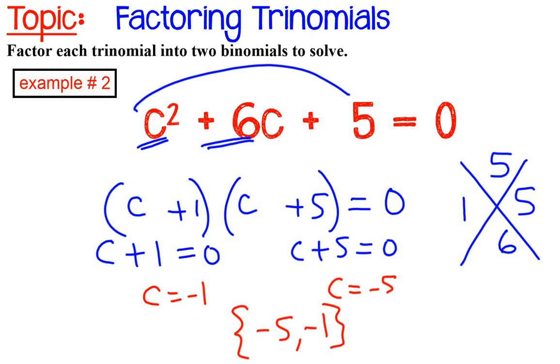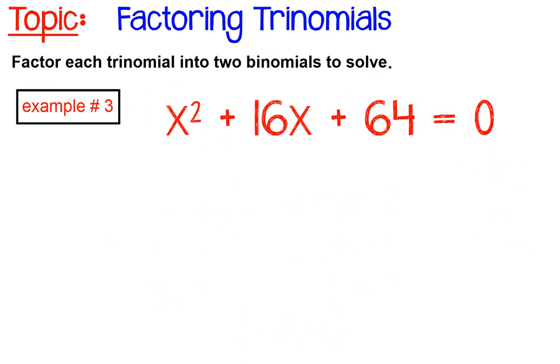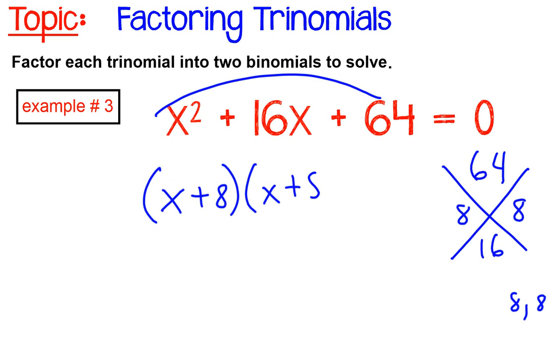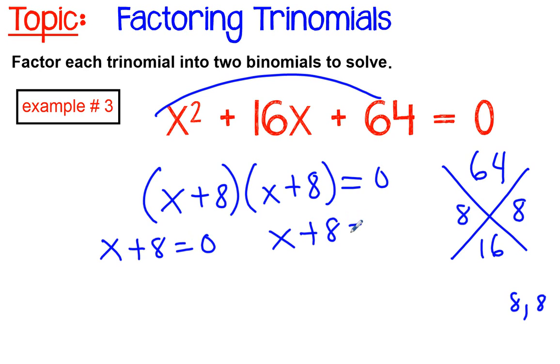Kind of getting the hang of it now? Let's try another one. No GCF, multiply to 64, sum of 16. So let's see, I'm thinking 64 is 8 and 8. Oh yeah, that's perfect. So x plus 8 equals 0. Well, these are repeat factors, so I almost don't even have to write it twice, because they're going to have the same answer.